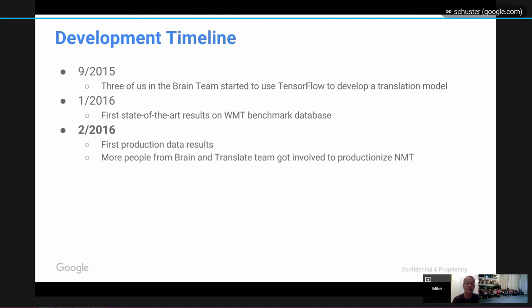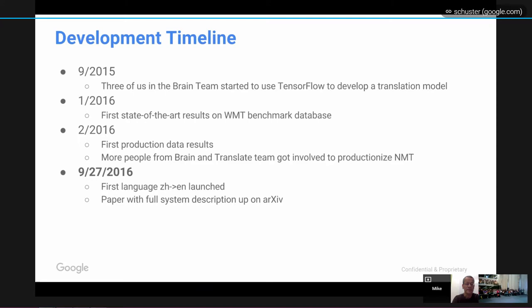So then in February 2016, we actually got our first production data results. And then a lot more people from our team, from the Brain team and from the Translate team, got involved to productionize NMT, meaning to make it ready such that it can be launched and the whole world can use it. So then in September 2016, we launched our first language, Chinese to English, and put out a full system description with a paper up on Archive. And we also have a blog post about that.